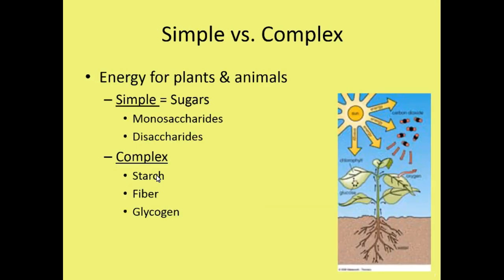Now let's take a look at the difference between a simple versus a complex carbohydrate. You'll often hear carbohydrates referred to as either a simple or a complex carbohydrate in literature or in common terms. Simple and complex carbohydrates are simply energy for plants and animals. Simple carbohydrates are our sugars, and there's 2 types of simple carbohydrates or sugars that we're going to discuss, and that's monosaccharides and disaccharides. And then the complex carbohydrates, complex just meaning many sugars, are starch, fiber, and then glycogen. Okay? Let's start off by discussing the monosaccharides.